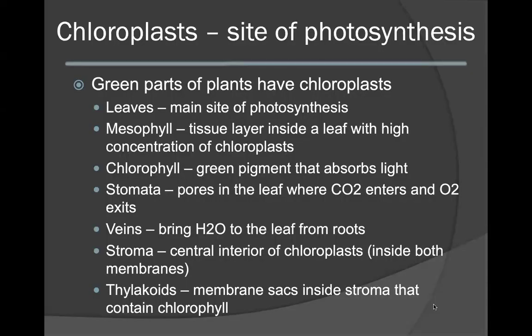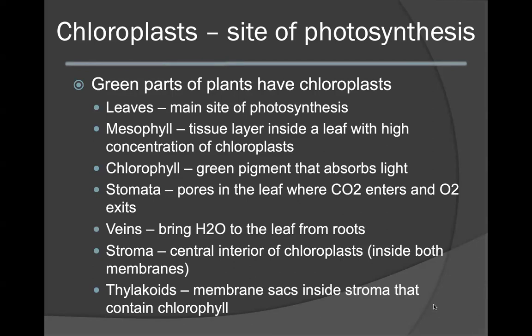Chloroplasts are the important organelle which carry out the photosynthetic process. The green parts of plants have a high percentage of chloroplasts where photosynthesis occurs. Plants have leaves, which are the main site of photosynthesis. Within the leaf tissue, you will have the mesophyll. This is considered to be the inner tissue layer where there is a high concentration of chloroplasts. Chloroplasts contain chlorophyll, which is the green pigment that helps to absorb light energy from the sun.